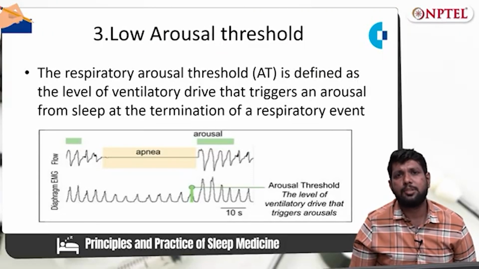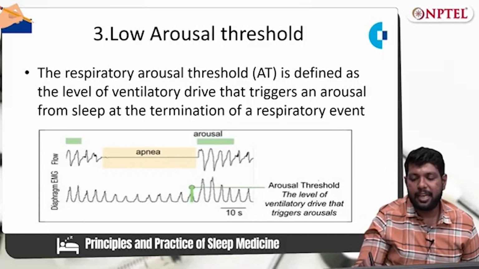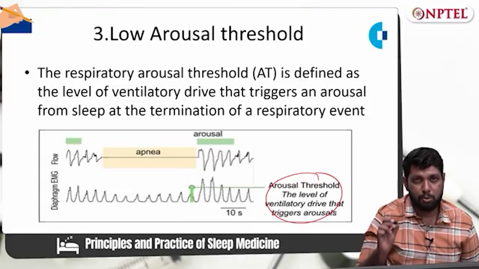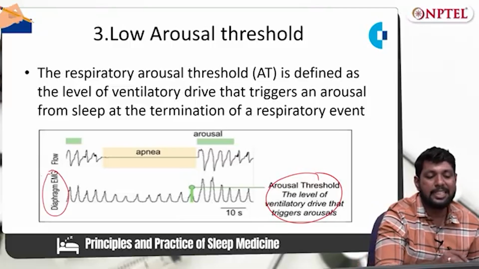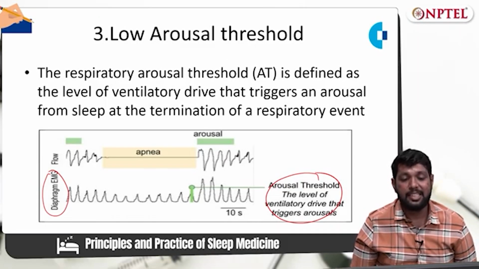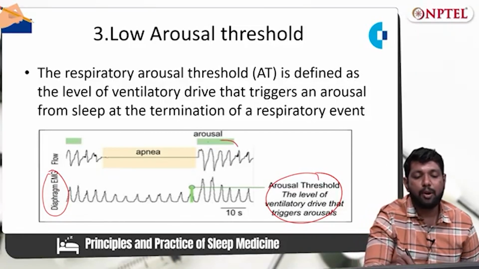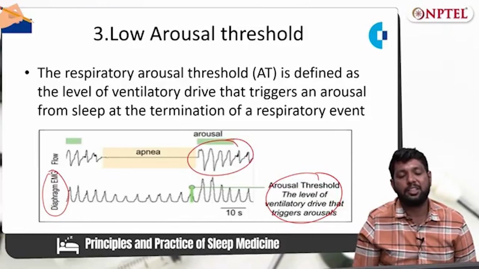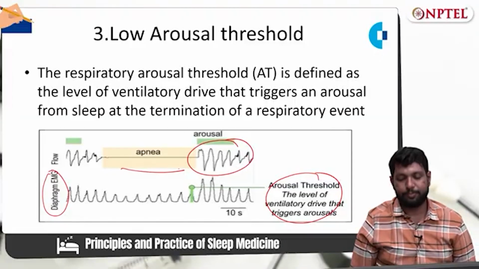The third important physiological trait is low arousal threshold. What is this arousal threshold? The respiratory arousal threshold is usually measured by diaphragmatic EMG. The respiratory arousal threshold is defined as the level of ventilatory drive that triggers an arousal from sleep at the termination of respiratory events.